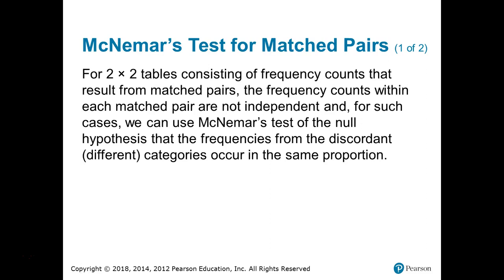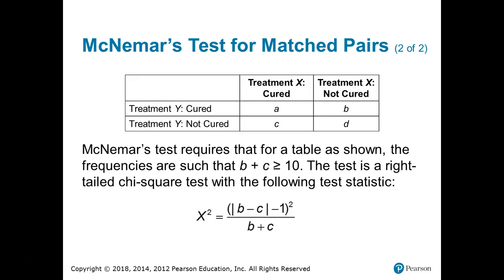McNemar's test for matched pairs. So now we are dealing with 2x2 tables consisting of frequency counts that result from matched pairs. The frequency counts within each matched pair are not independent, and for such cases, we can use this test of the null hypothesis. So let's look at an example.